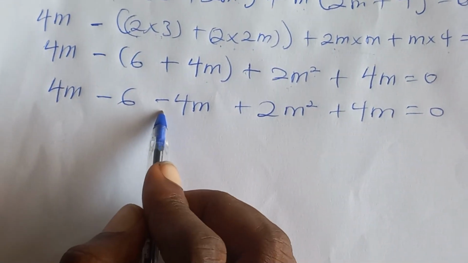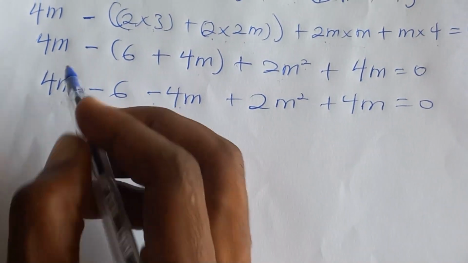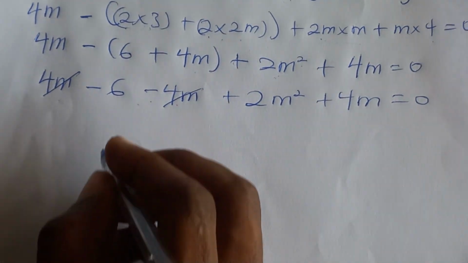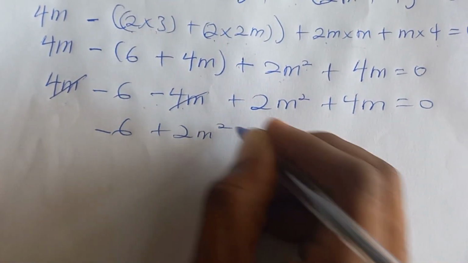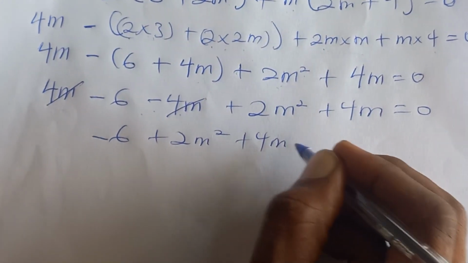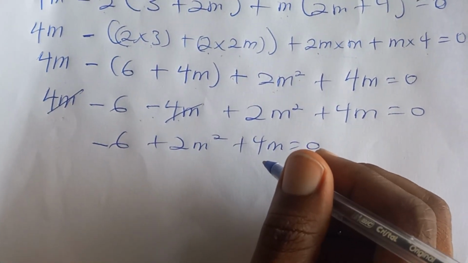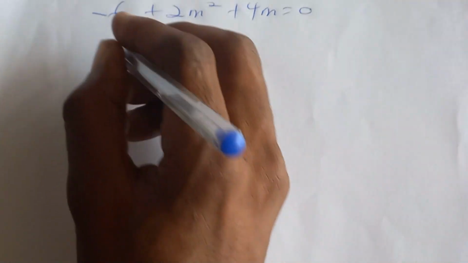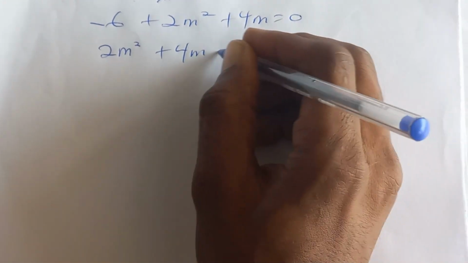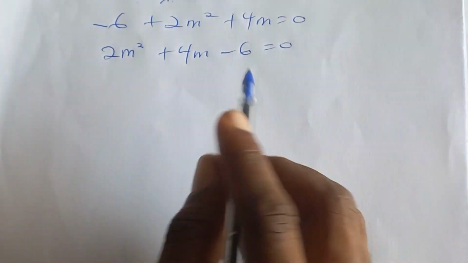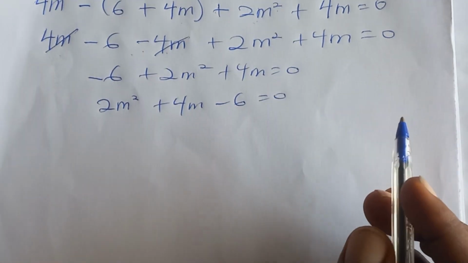Consider this is a negative m and this positive m. So 4m minus 4m gives us 0. So we are having negative 6 plus 2m squared plus 4m is equal to 0. So we need to arrange this in a nice way, okay? So we are going to get 2m squared plus 4m minus 6 is equal to 0. So we have been able to resolve this into a quadratic equation.